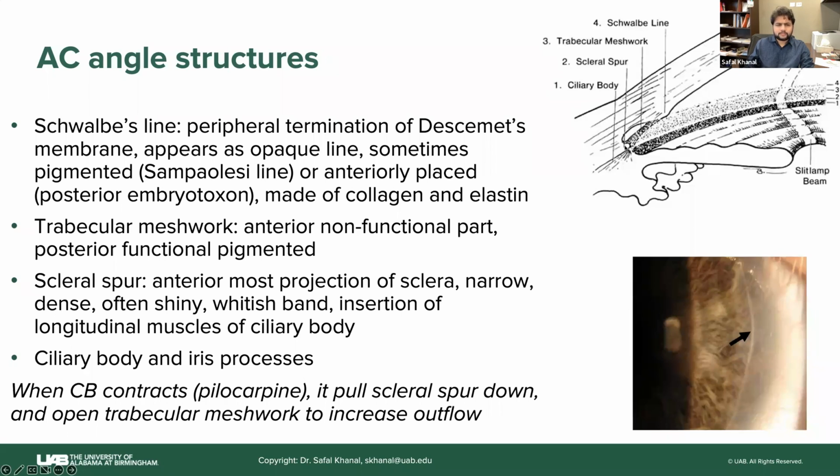And then you have your scleral spur, which is the anteriormost projection of the sclera. It is dense, white, and shiny. It is also where the longitudinal muscles of the ciliary body insert. And then you have your ciliary body, and then the ciliary processes. So what happens when the ciliary body contracts is that it pulls the scleral spur down, and that helps to open the trabecular meshwork and increases the outflow. And you can use some drugs like pilocarpine to contract the ciliary body to increase the outflow.